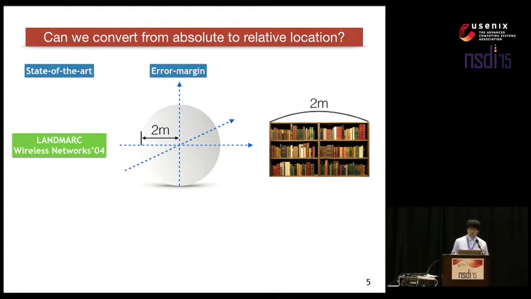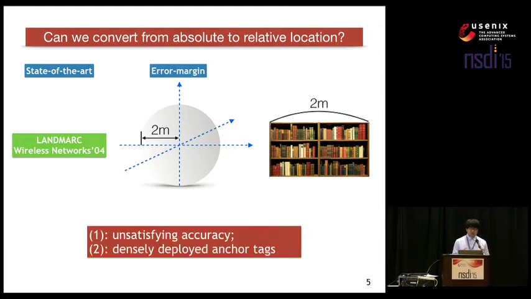This scheme is reported to have an error margin of 2 meters. Basically, this 2 meter error margin may place one book on another bookshelf, leading to a missing book. Besides, this scheme introduces significant deployment burden since it requires densely deployed anchor tags. So such a scheme is not suitable for translating into the relative location.